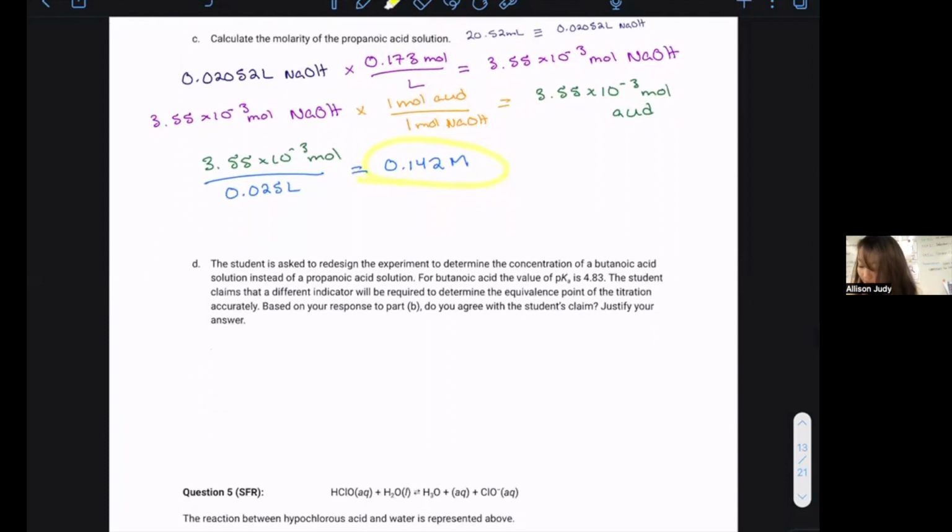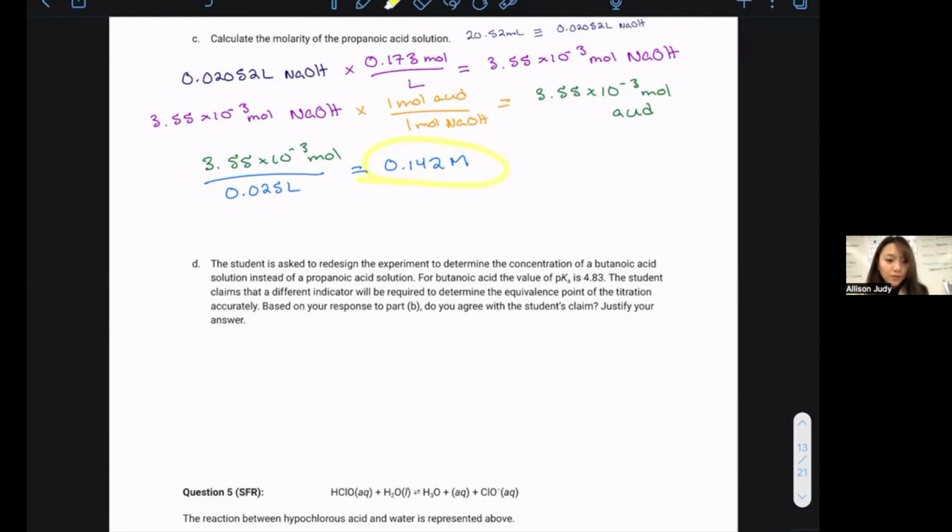Okay, last part, D. The student is able to redesign the experiment to determine the concentration of a butanoic acid solution instead of a propanoic acid solution. For butanoic acid, the value of pKa is 4.83. The student claims that a different indicator would be required to determine the equivalence point of the titration. Based on your response, do you agree or disagree?